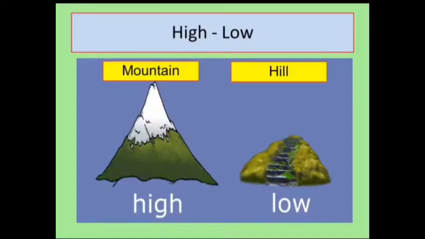Now look at the first picture. Can you see a triangle? Yes, it is a mountain. And the next picture is of hill. Mountains are high and hills are low.